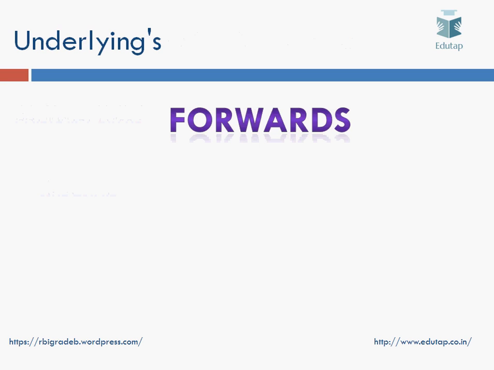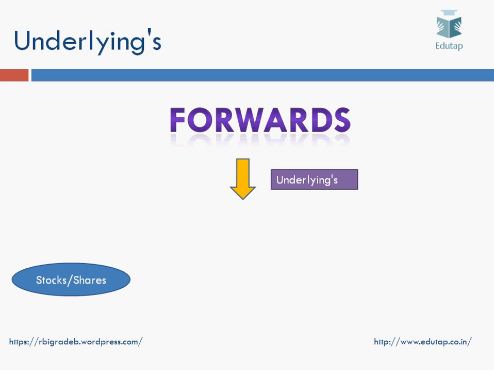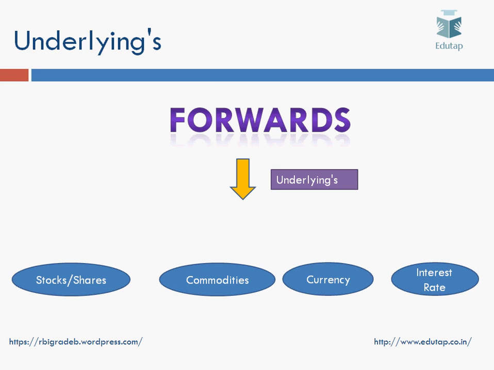Now what can be the underlyings in forwards? As we have already discussed an example of underlying as a commodity and an example of underlying as equity. So stocks and shares as an underlying we already discussed. The commodity we already discussed. Apart from these, the underlyings can be currency and interest rate. So I'll just give a brief example of currency as an underlying.